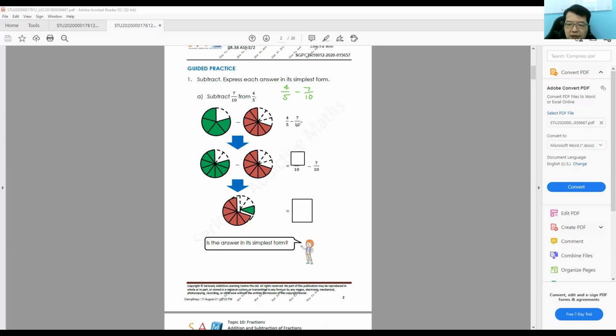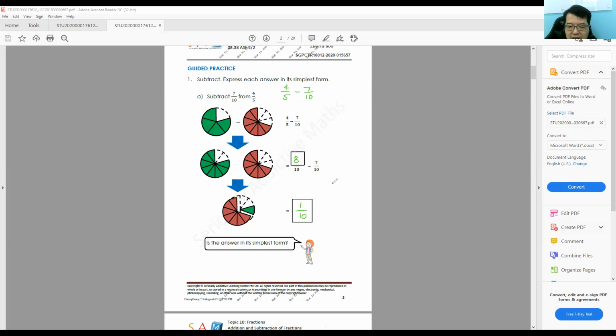So what you need to do is the same thing. You need to have the same common denominator. That means that you keep 10 and you have to convert 5 into 10. So 5 times 2 equals 10. And the numerator, you need to multiply by 2 as well. So 4 times 2 equals 8. So 8 out of 10 minus 7 out of 10 equals 1 out of 10.